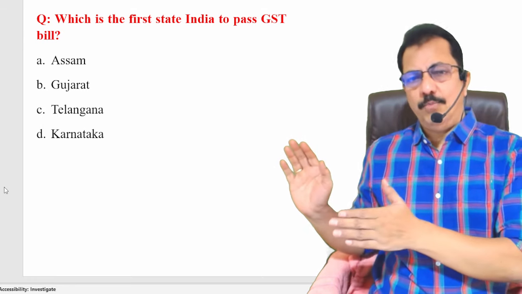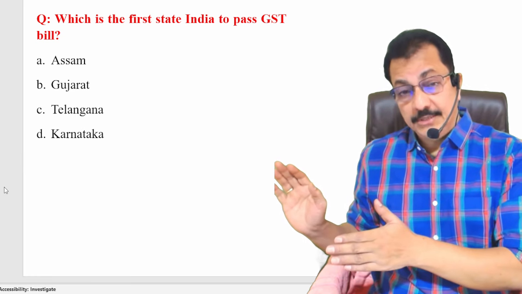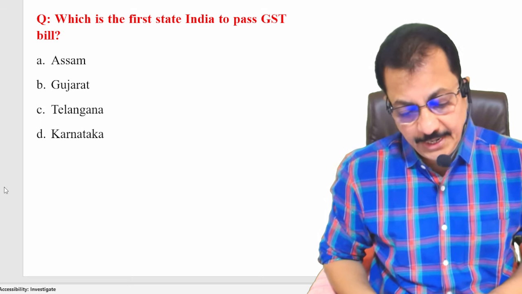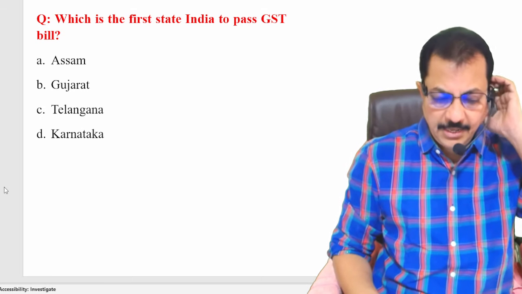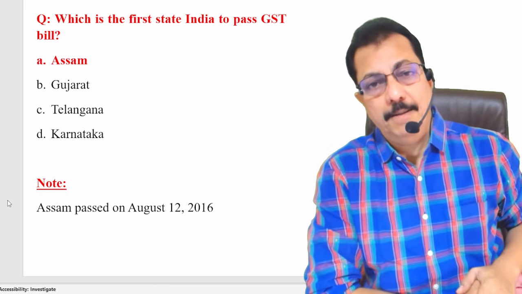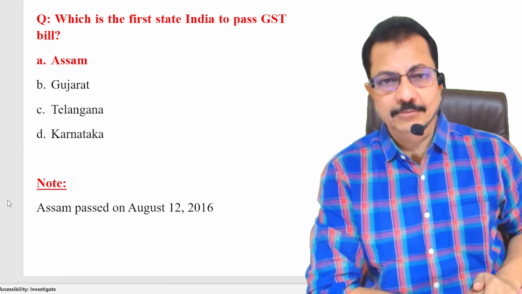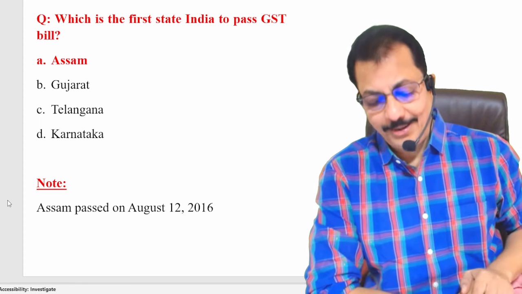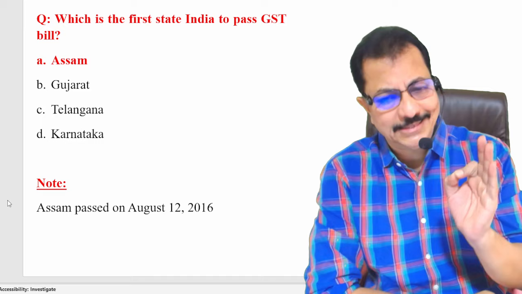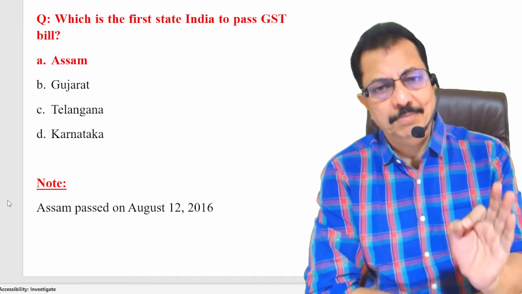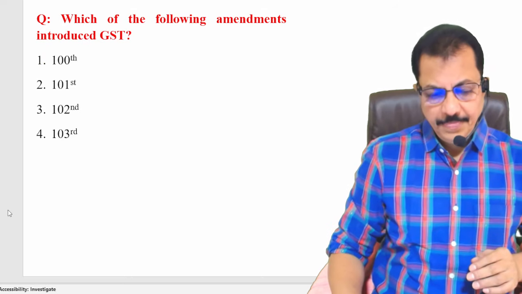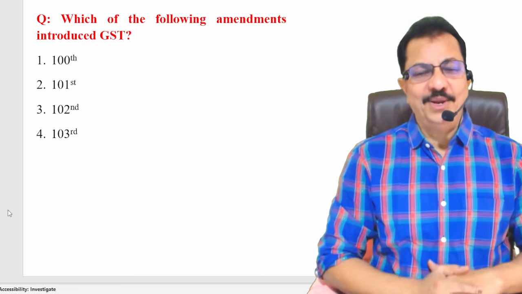So many states have passed this. Now the question is that out of so many states in India, which was the first state? Assam, Gujarat, Telangana or Karnataka? The correct answer is Assam. Very important one. It was passed by Assam on August 12th, 2016. But please remember the name of the state that passed GST bill first, and the answer is Assam. Clear? Next.